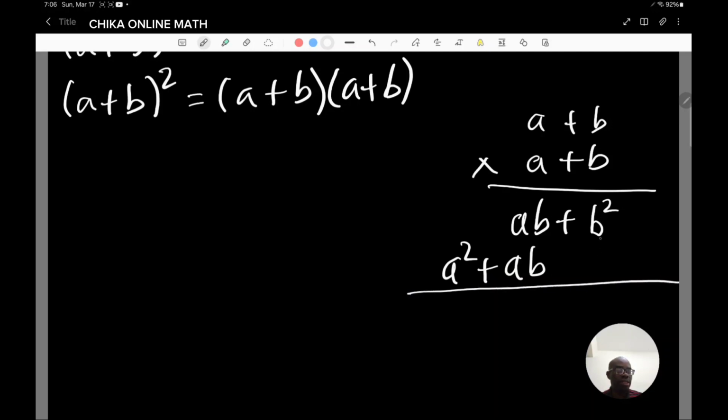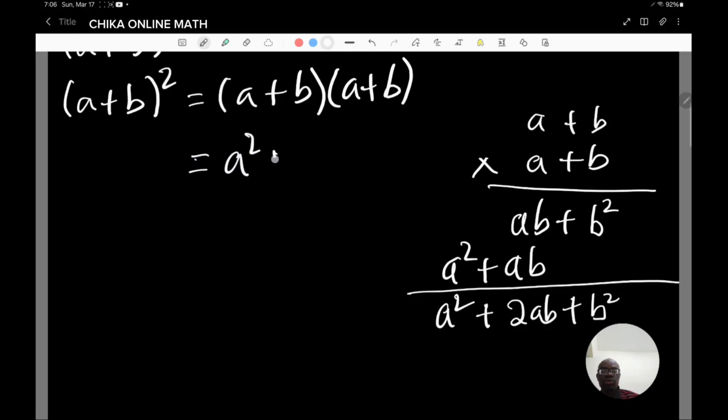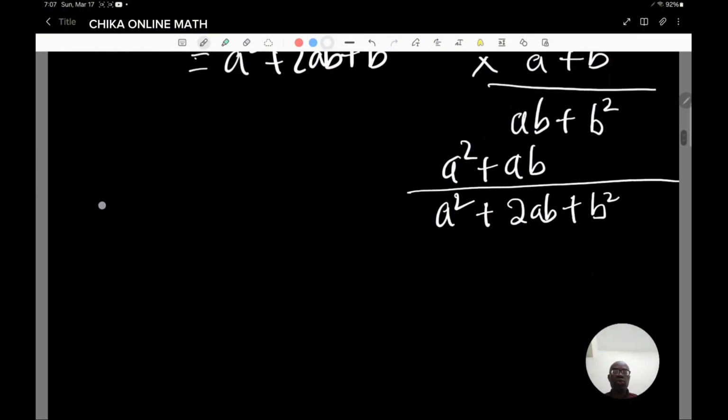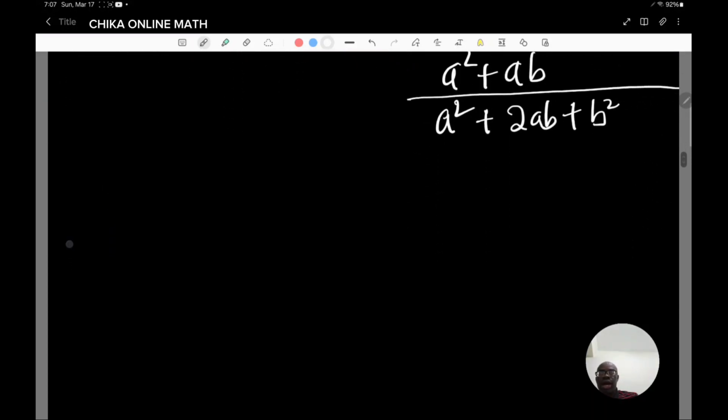So if you add from the back, b squared plus nothing gives b squared, ab plus ab will give us what? 2ab. Now you bring down a squared. So it's a squared plus 2ab plus b squared. So this is a squared plus 2ab plus b squared. Now going further, we have done 2. Let's do (a + b) raised to power 3.